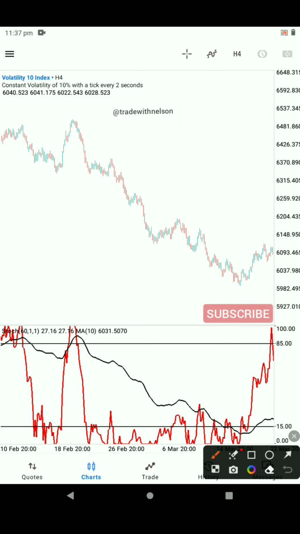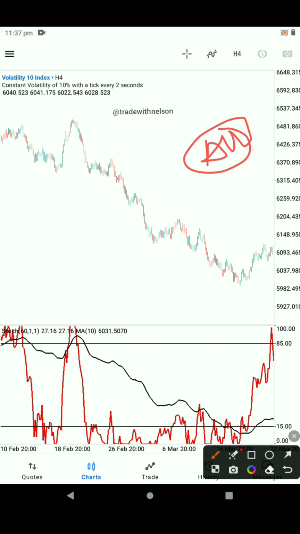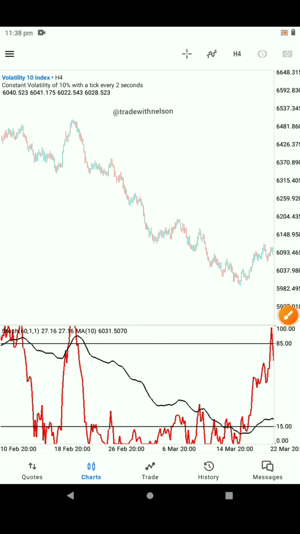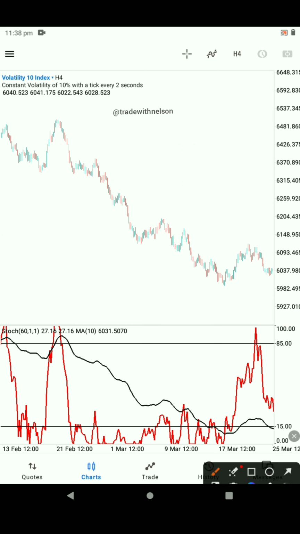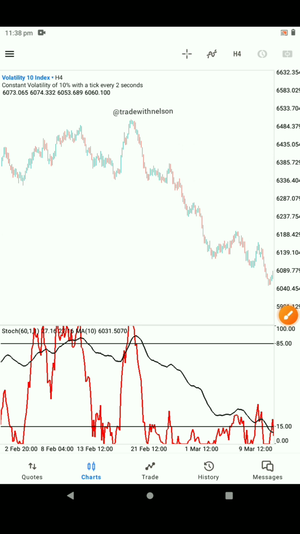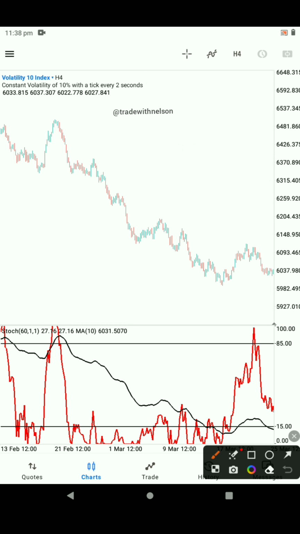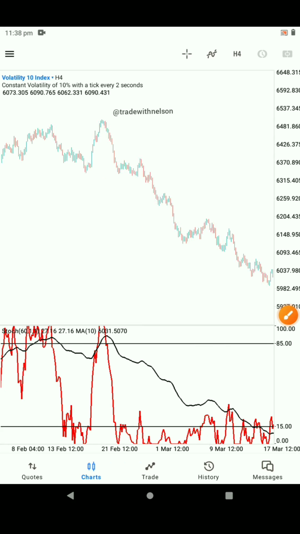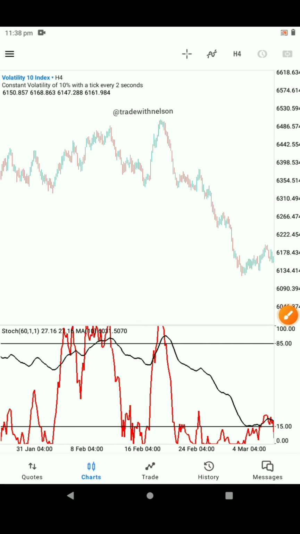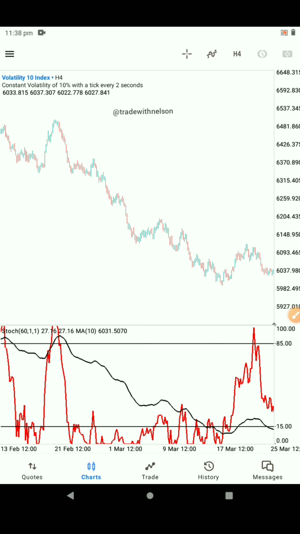This strategy works on all the volatility index markets and also on the Boom and Crash and the forex market. But you need to understand everything I say, and then you need to be flexible so that you will know exactly when to enter the trade and when not to enter the trade. Then you need to practice this very well because it will require time before you get it better.